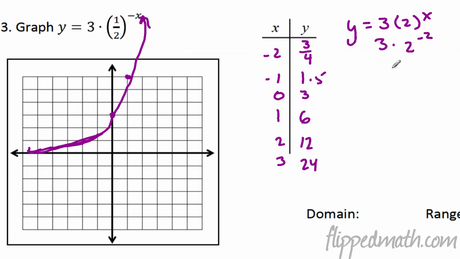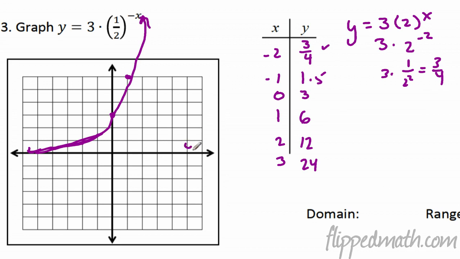Well, 2 to the -2 power is 1 over 2 squared, remember. So this is all going to equal 3 over 4. So that's where that first number comes from. If you plug a 0 in, I'm just going to go through this quickly. Plug a 0 in, anything to the 0 power is 1, so that's going to be a 3. Plug a 1 in, that's easy, it's a 6. 2 in is 12, so on and so forth. I get this nice graph here.